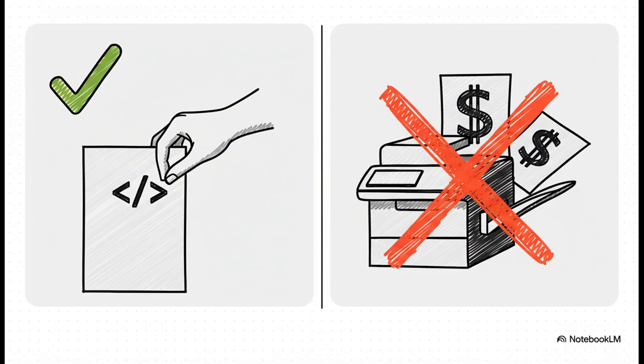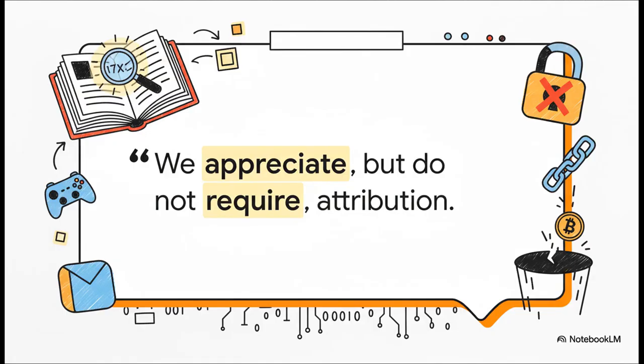But there's a line, right? You can't just copy and paste a huge chunk of it, and you definitely can't try to sell their examples. It's all about fair use. And I gotta say, this is a really cool community-focused move. While you don't have to give them credit when you use a little snippet of code, they say they'd appreciate it if you did. It's just good practice, and it helps other people find this awesome resource too.